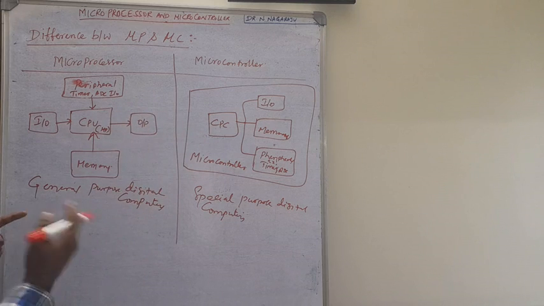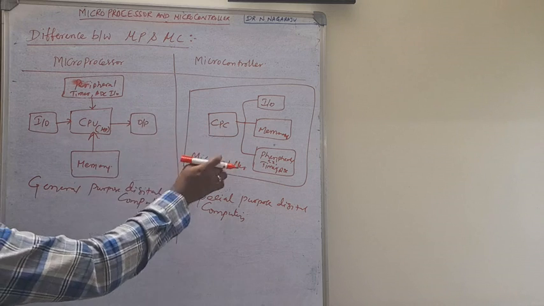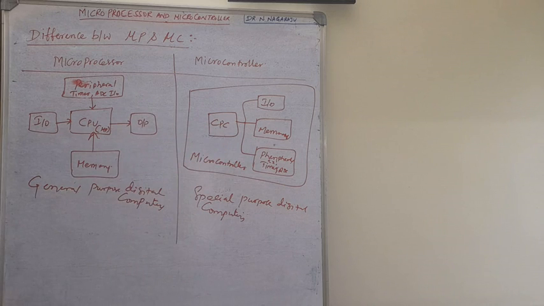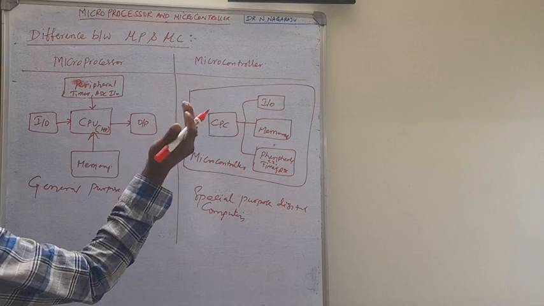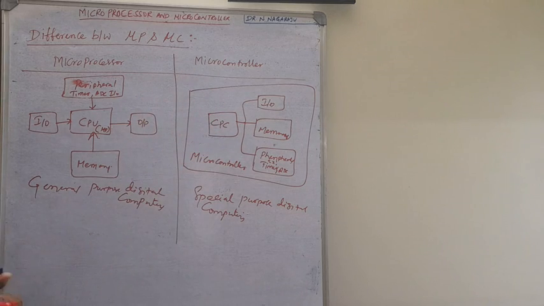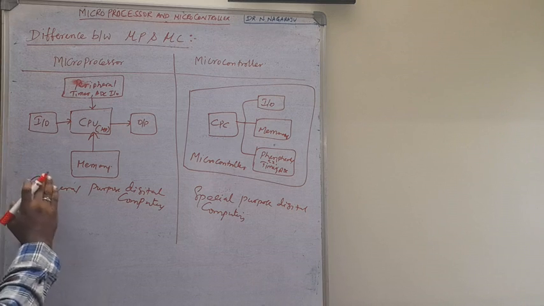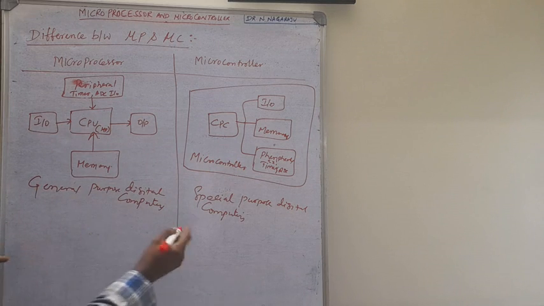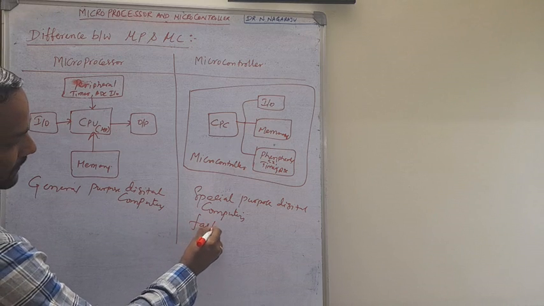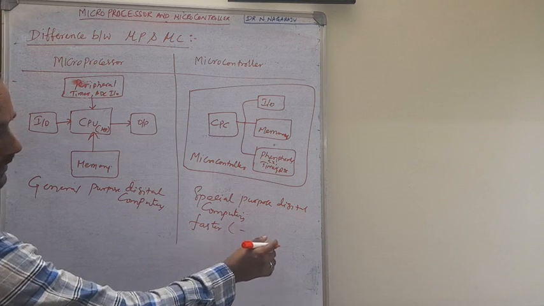You can use the input ports and peripherals over here in case of what? Microcontroller. Okay. So all the components are there in the controller itself, for small application purposes. So which one is better? When compared to microprocessor, microcontroller is more efficient because it is faster. Far faster for what? For small applications.